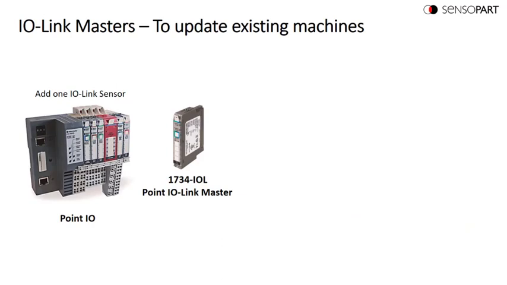Since we're in North America, let's talk about this Allen Bradley .io IO-Link master. This can handle 4 IO-Link sensors, so you do have to land the wires on terminals. But on the left here you see a .io Ethernet IP rack. So you can mix and match IO-Link and traditional sensors, or this is a great way to just add your first IO-Link sensor to an existing machine.